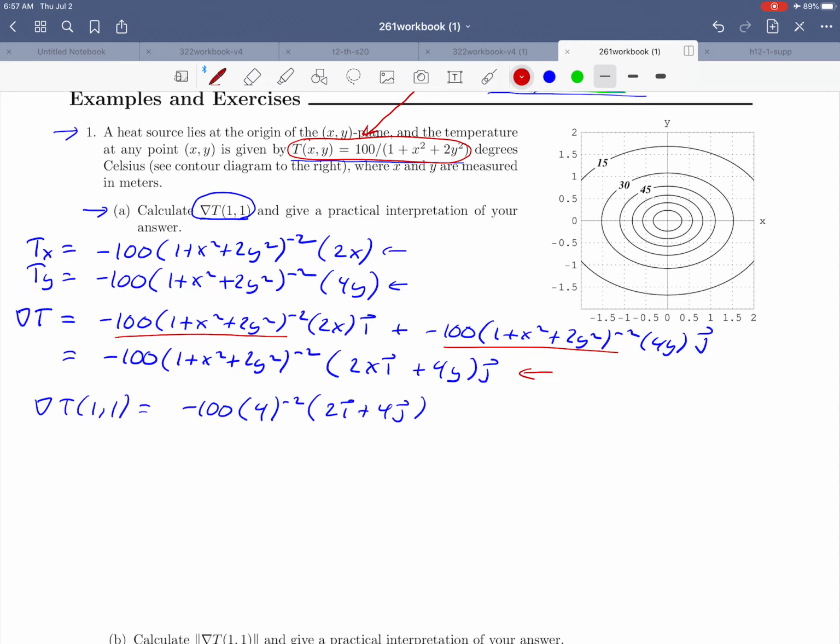Okay, if you take this number out front and just distribute it through, you can simplify this gradient vector down to the following: negative 12.5i minus 25j. You can double check my calculations. Okay, so we have finished the first part of this part of the exercise. We calculated the gradient of T at (1, 1).